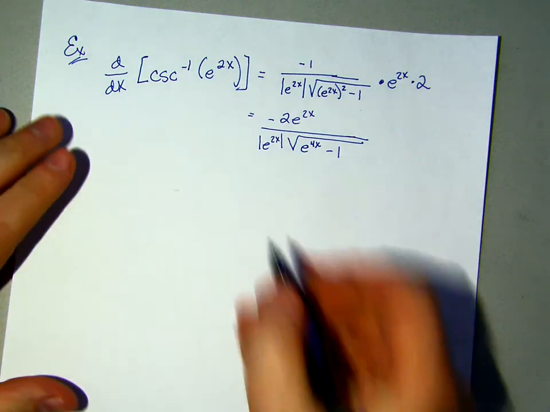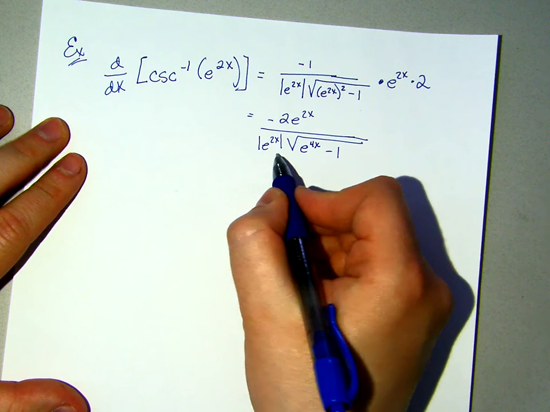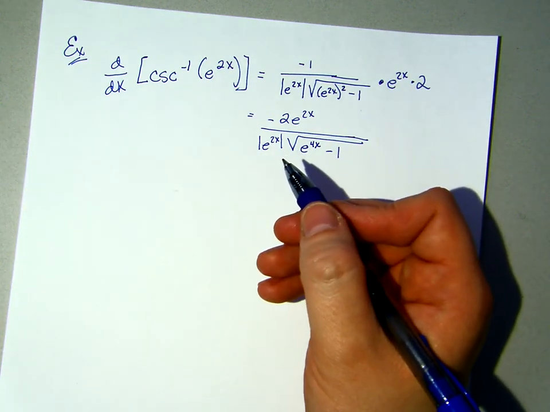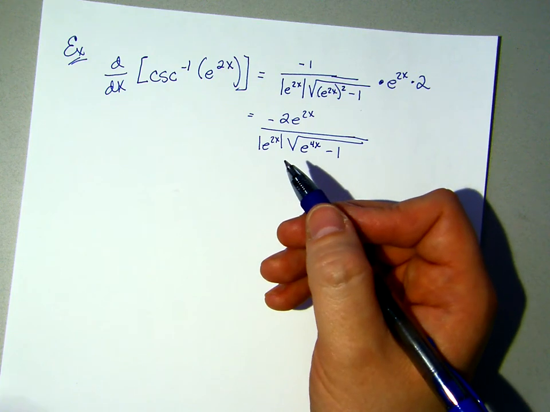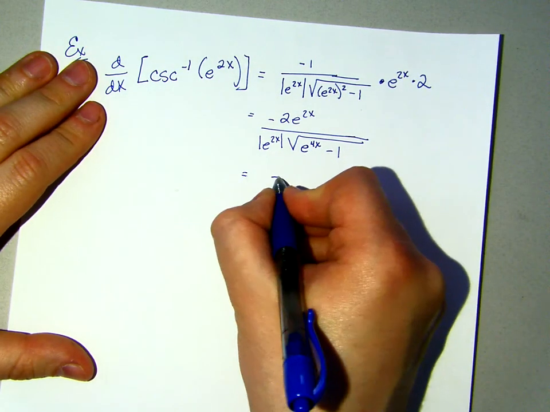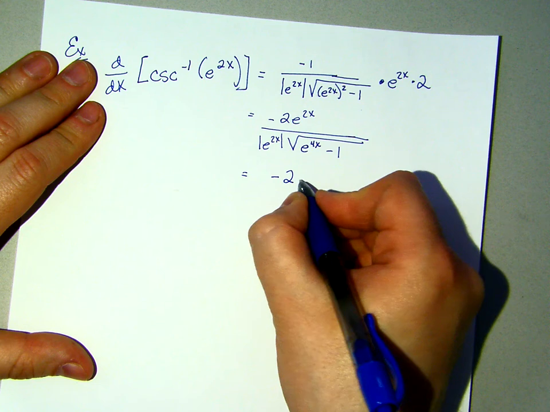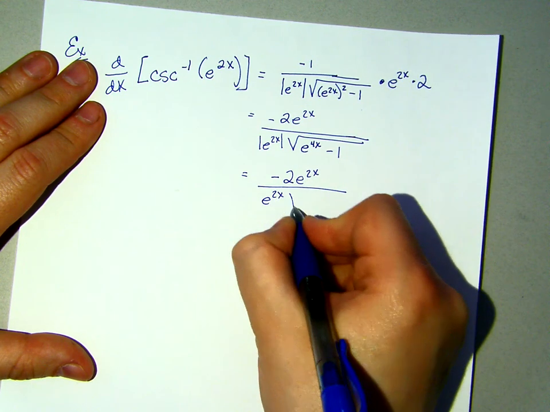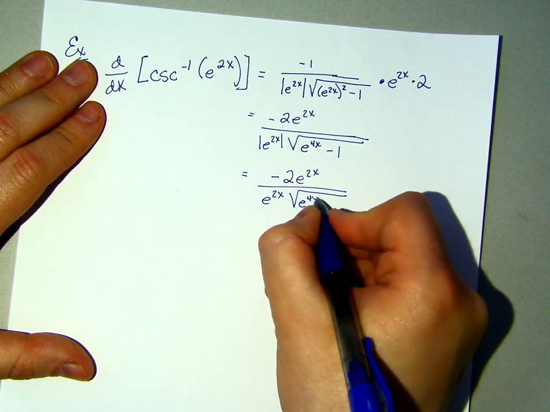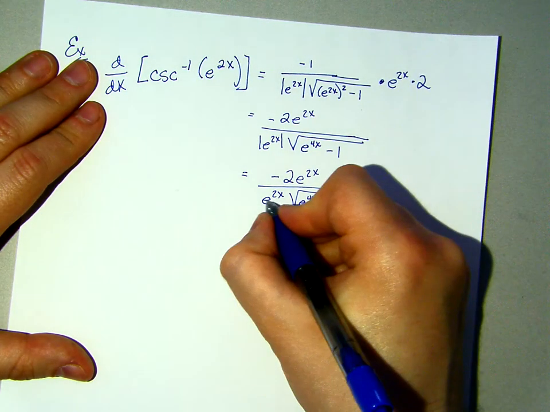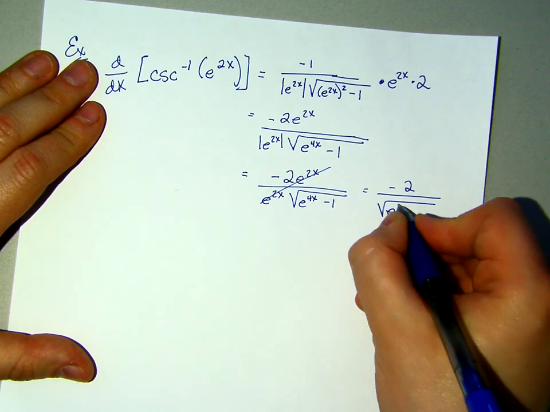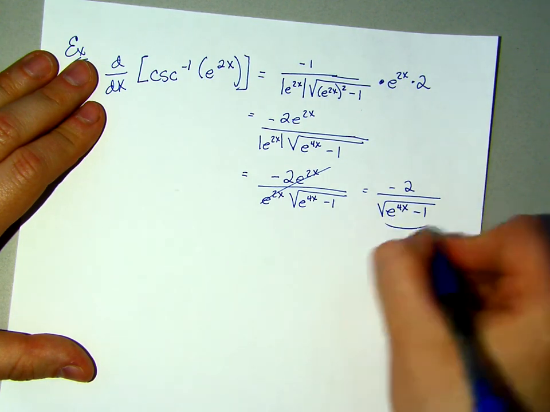Let's do some simplifying. The absolute value bars, do I need them? No. That thing is always positive. E raised to any power is always some positive number, always above the x-axis. So we're going to say negative 2 e to the 2x over just regular e to the 2x times the square root of e to the 4x minus 1. Negative 2 over the square root of e to the 4x minus 1.